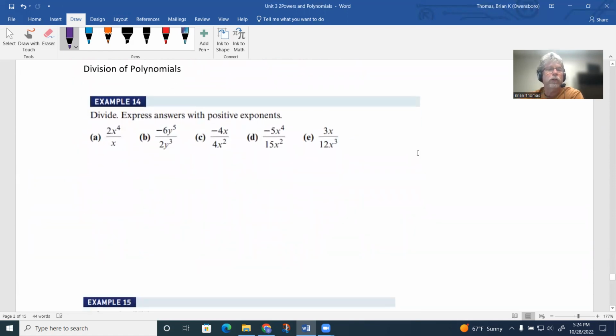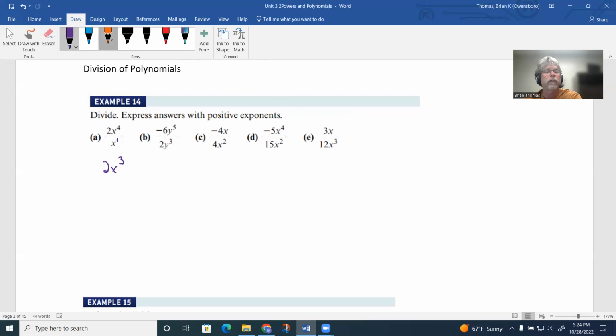So next thing we'll get into is what we call dividing polynomials. So again, we've kind of done this before, simplifying monomials. Remember, that's when we subtract exponents. So that's how the 2 is going to stay put. 4 minus 1 is going to give me this 3, so that's going to be 2x cubed.